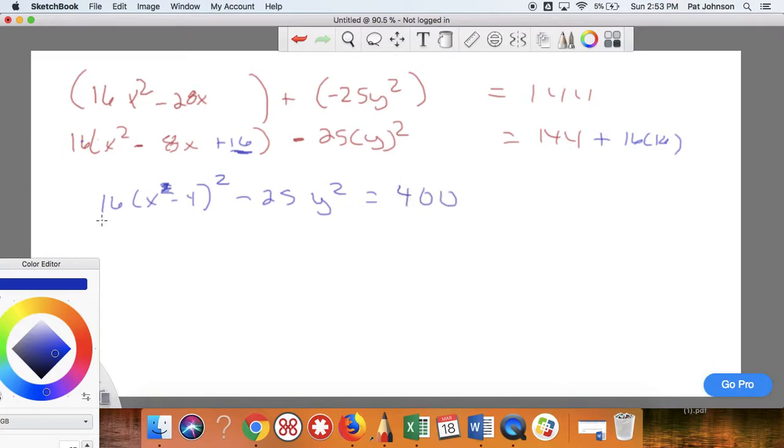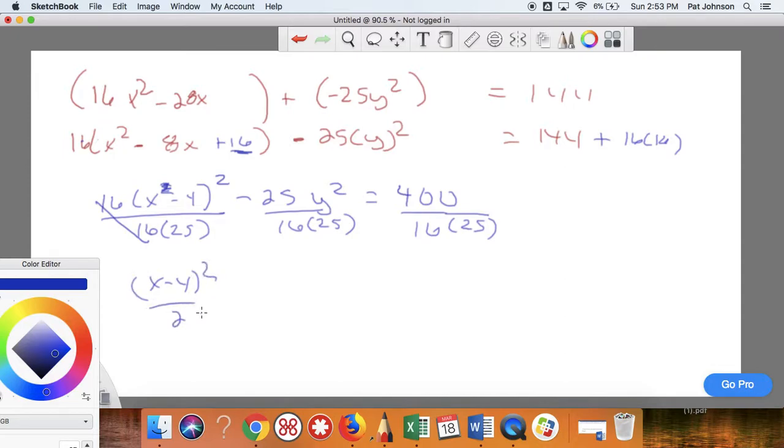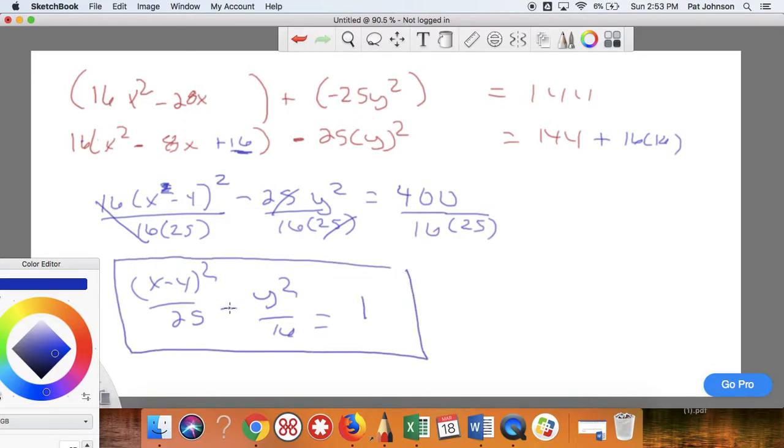Now, I need to get rid of this 16, so I have to divide every term of the equation by 16. I also need to get rid of that 25, so I have to divide everything by 25. Remember, what I do to one term, I must do to all terms if I multiply or divide. This cancels, so I get x minus 4 squared over 25 minus, this cancels, y squared over 16 equals 1. There's your equation. It's equal to 1. I have a minus, so this is a hyperbola.